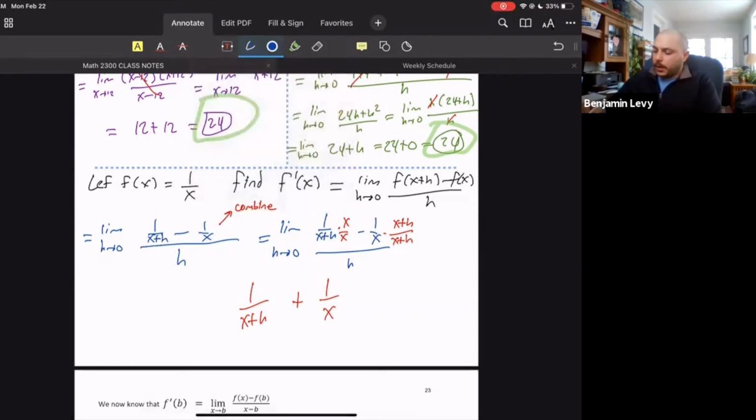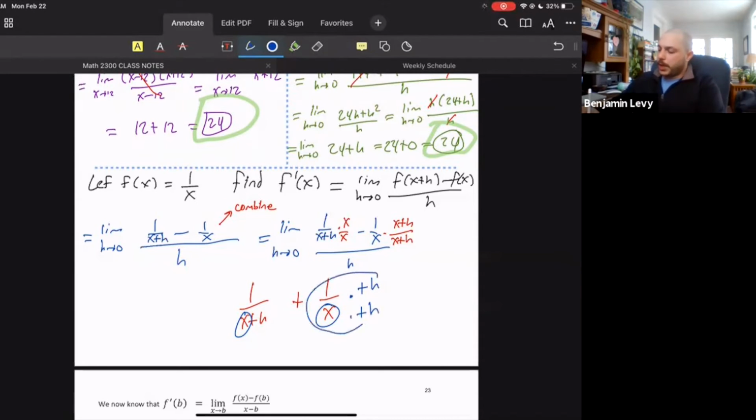Oftentimes, people think, oh, well, this one, they both have an x already. We just need to give this one a plus h, right? And then they'll be the same. That's a very common thing that people think. But the only way you can change a fraction is by multiplying. So you can't just do times plus h or something like that.